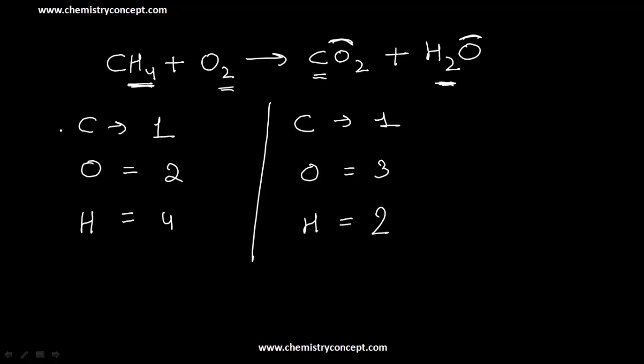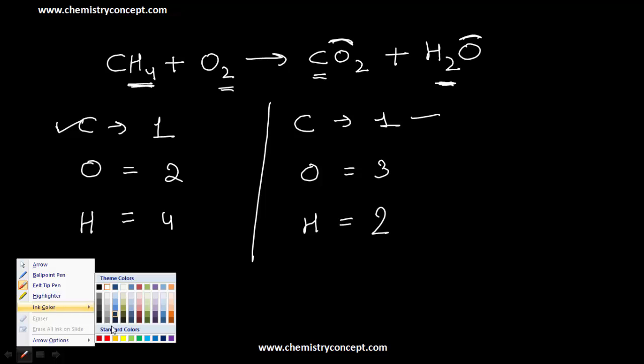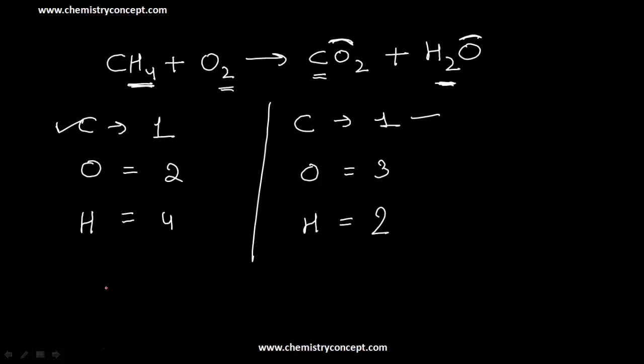The number of carbon atoms is already equal on both sides, on the reactant and product side, so I can say the number of carbon atoms is balanced. I have to balance the number of oxygen atoms and the number of hydrogen atoms. To balance the number of hydrogen atoms, I can multiply the product side by 2. That means I have to multiply the water molecule on the product side by 2.